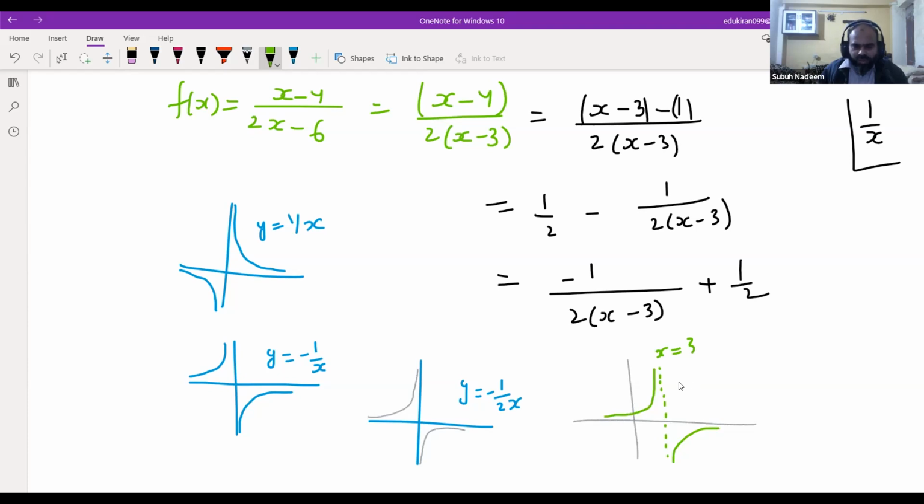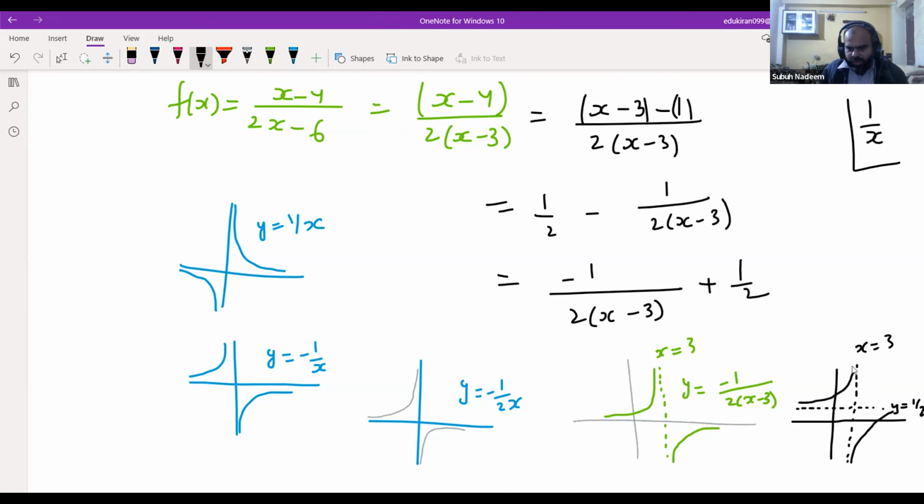So this is y is equal to minus 1 by 2 into x minus 3. Now we come to the final graph. We add half. When you add half, this will shift half unit upward. So y is equal to half line is here, and x is equal to 3 is the vertical asymptote here. And this shifts half unit upward. So it goes like this. So this is the final graph.